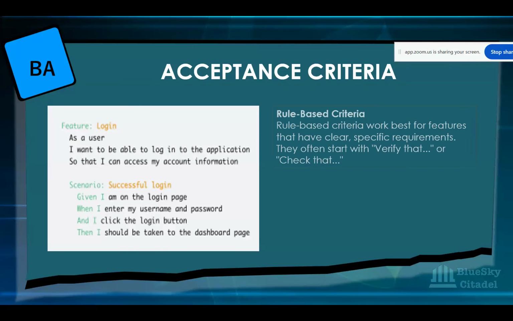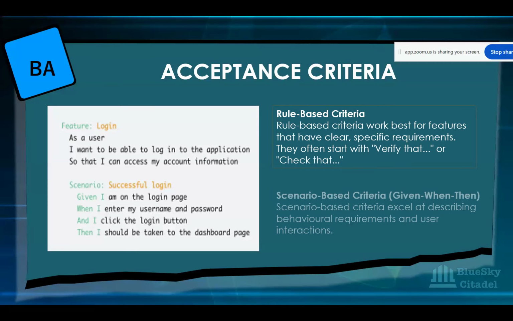Okay? So there are different kinds of criteria. The acceptance criteria can be: make sure that the user can do this, verify that the user can do that. We're not using that. That's rule-based criteria. We want scenario-based criteria, which is your given, when, then. Because it's creating a scenario for you. It's not saying check that I can enter my username and my password. Check that I can click the login button. Check that I can get access to the dashboard page.